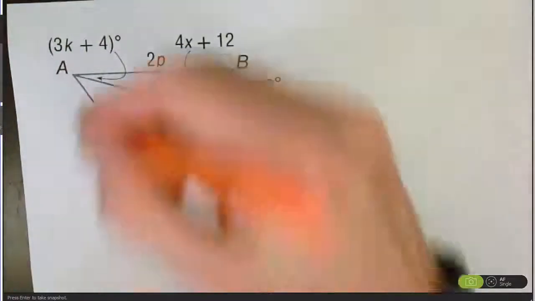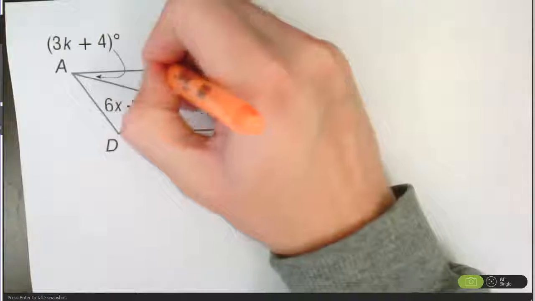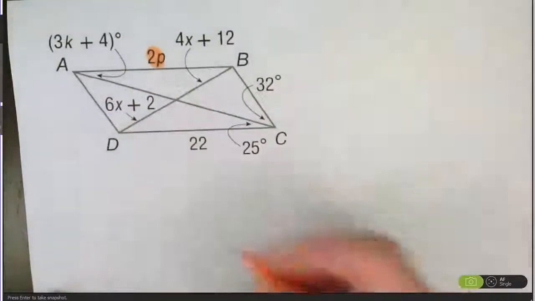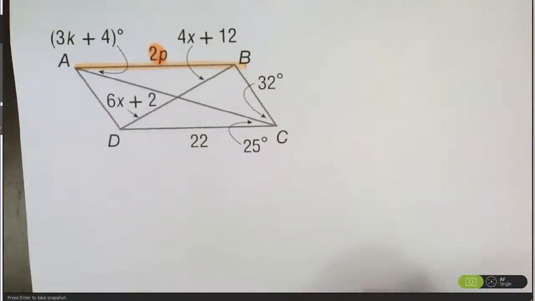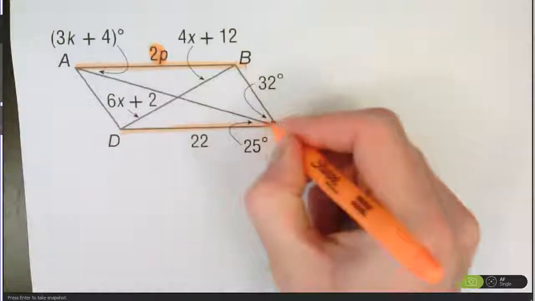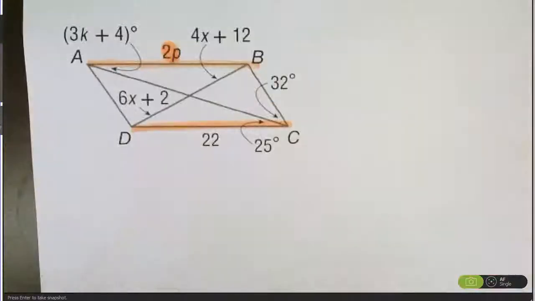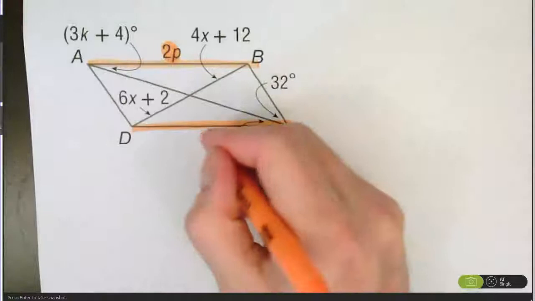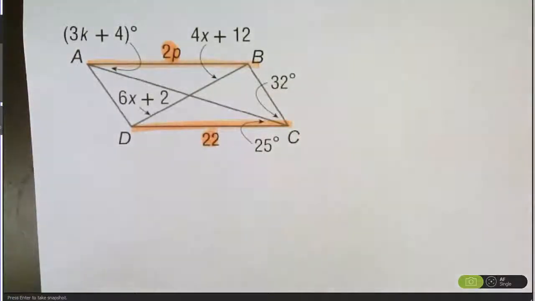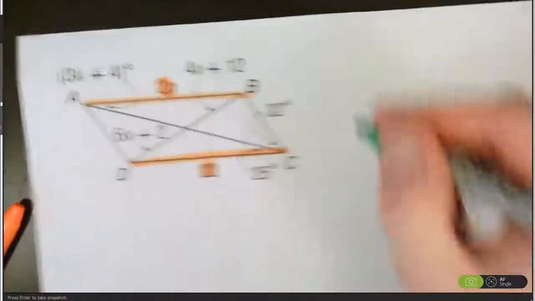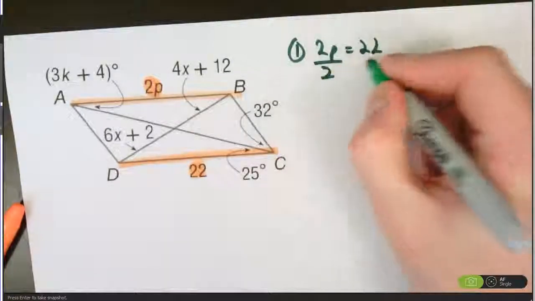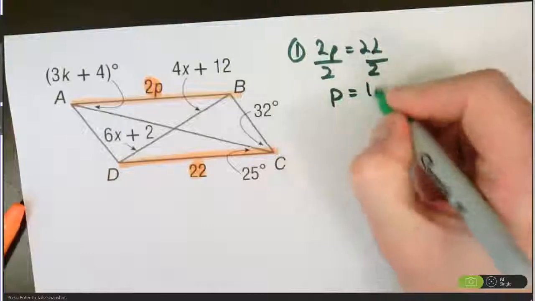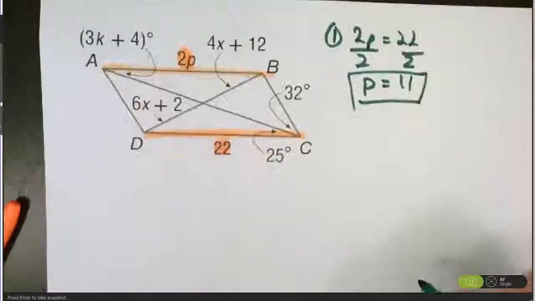So I look at p, it's 2p, that's what it's a part of. What is 2p representing? Oh, it's representing the length of AB. So what do you know about the side lengths of a parallelogram? Since that's a side length, well, the side lengths are congruent. So 2p equals 22. Divide by 2, p equals 11. Okay, so that's easy enough.